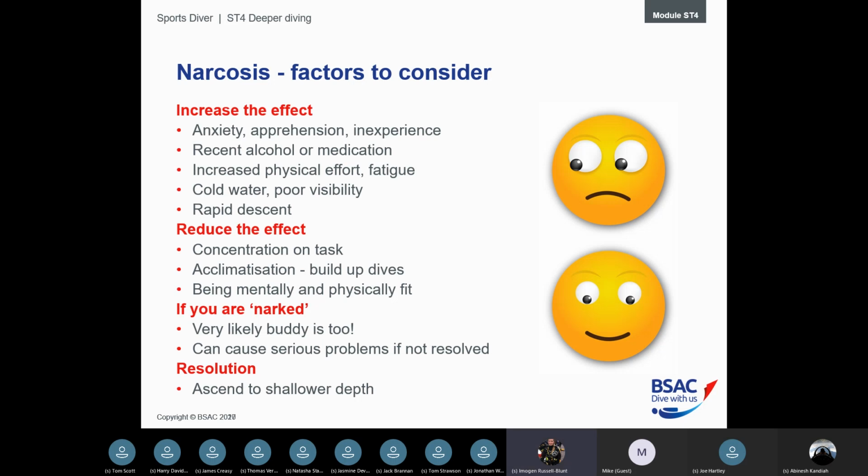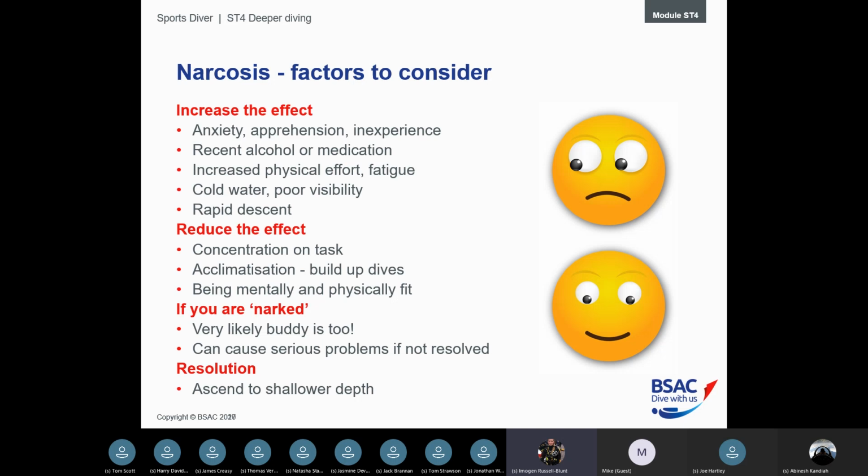Cold water and poor visibility. If you can't see anything and you're cold, then you can be more susceptible to nitrogen narcosis. And also rapid descent. If you dump all your air and end up at the bottom at 18, 20, 30 meters, all of a sudden you're going to on-gas ASAP, because that pressure around you is going to force that nitrogen straight into your tissues, and that is not good.